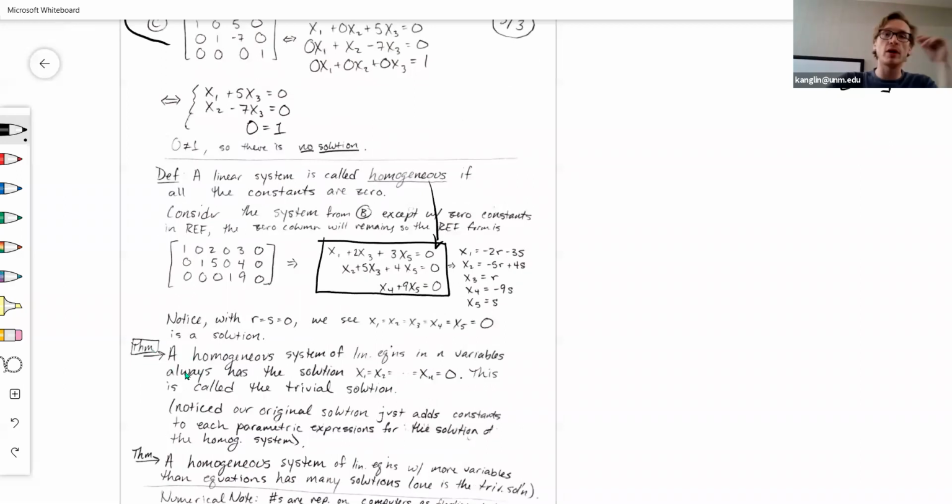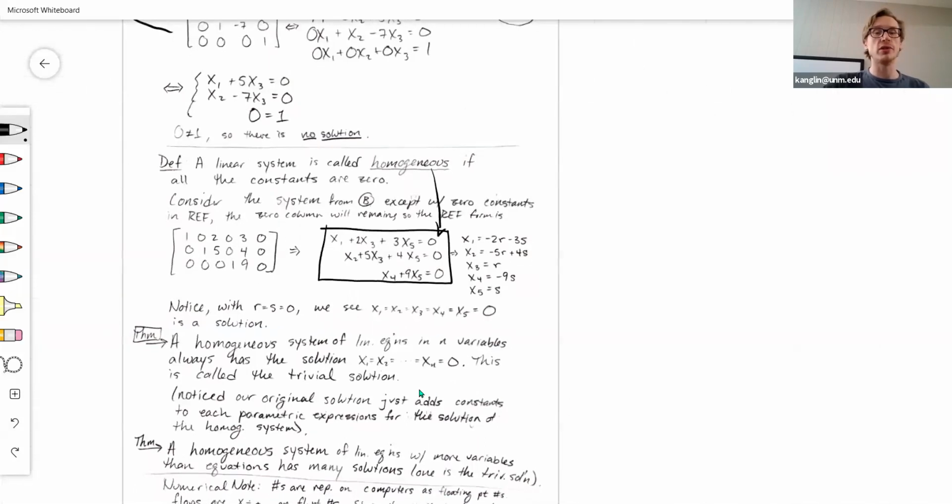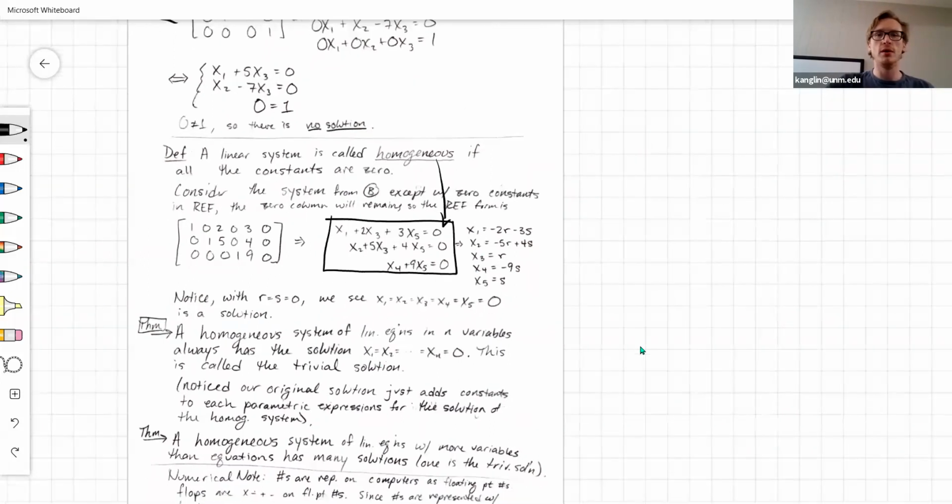This is a theorem in your book. A homogeneous system of linear equations in n variables always has the solution where all the unknowns equal 0. That is called the trivial solution. It will very obviously solve the system. It's just not very interesting or useful in many cases. Often there are many other solutions, but the trivial solution will always be a solution to the homogeneous system.